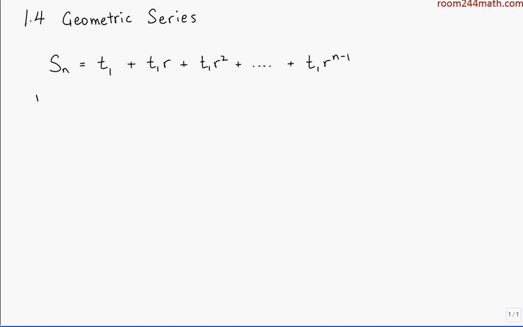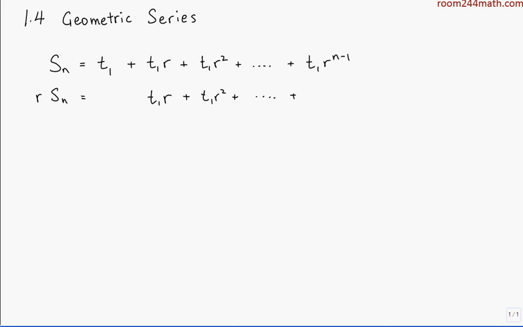Well, on the left side it's pretty straightforward. We would just have r times Sn. On the right side, every single one of those terms is going to get multiplied by r, so the first term is going to be t1r, and let's write that below the term that looks the same, t1r. And then the second term in the original series is t1r. If you multiply that by r, it becomes t1r squared. And of course, you're really just going to get all the same terms.